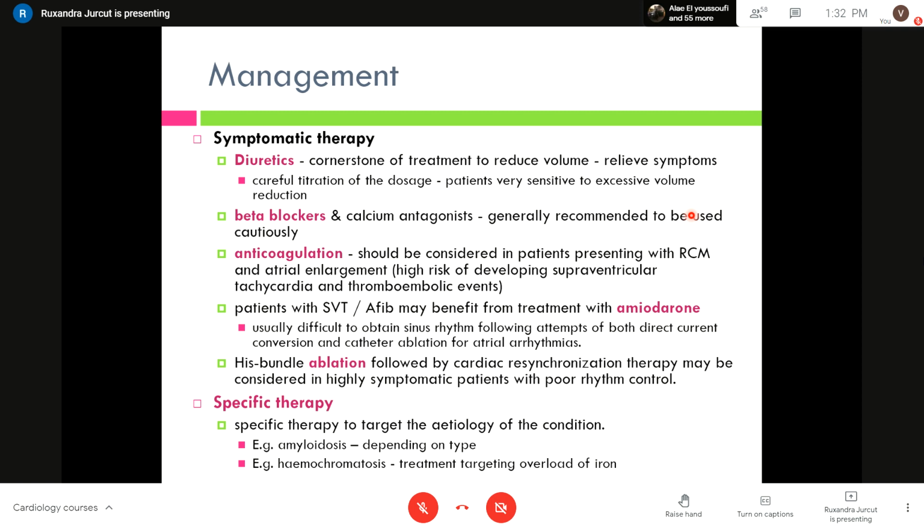I don't know if you are here listening. Yes, we remember. Yes, it was really interesting. Exactly, it was from the underlying disease.